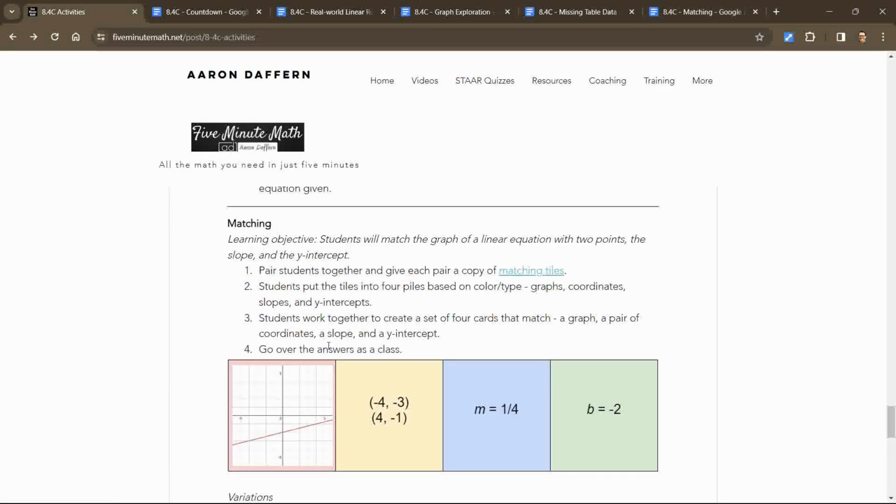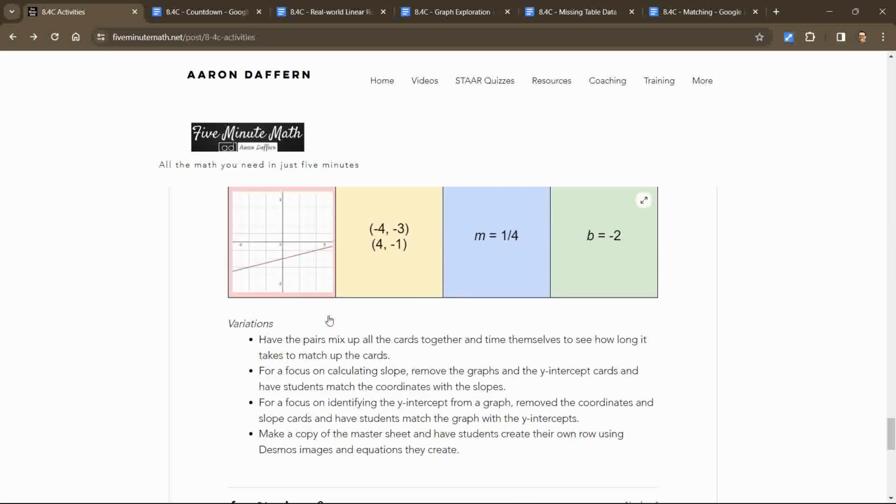So what we're going to do is pair students together, give each pair a copy of the matching tiles. They're going to cut them out, put the tiles into 4 piles based on the color or type. So your graphs are red, the coordinates are yellow, slope is blue, and the y-intercepts are green. They're going to work together to create a set of 4 cards. So once they're mixed up, they just need to find the match, right? They need to put those sets together to create this pair or this book of 4 here. And then that's the work right there, going over the answers as a class.